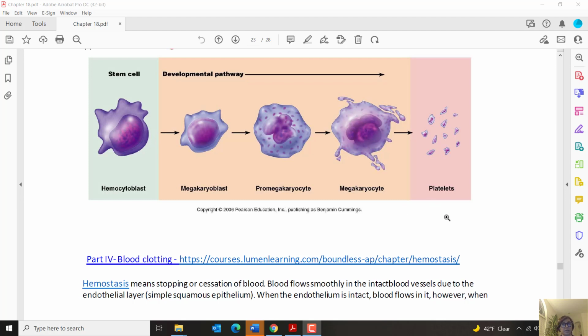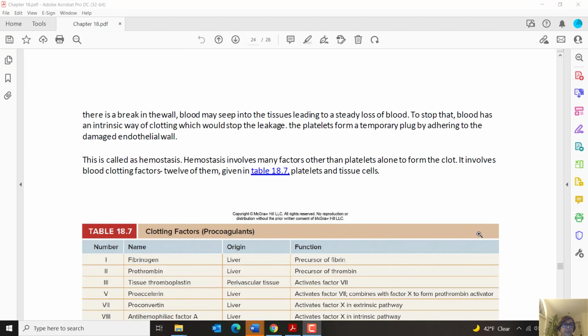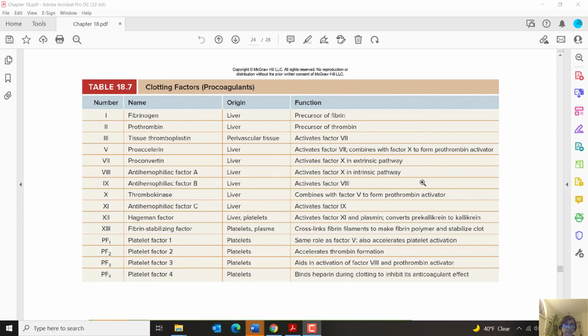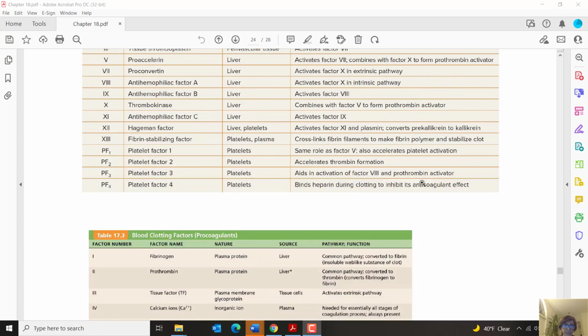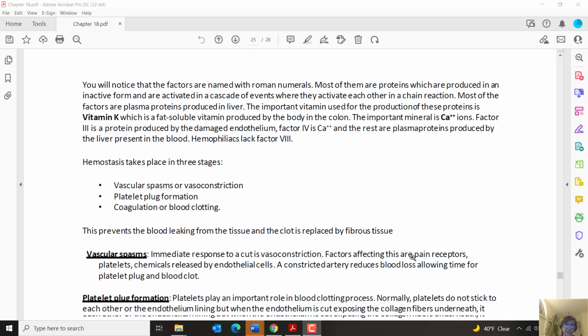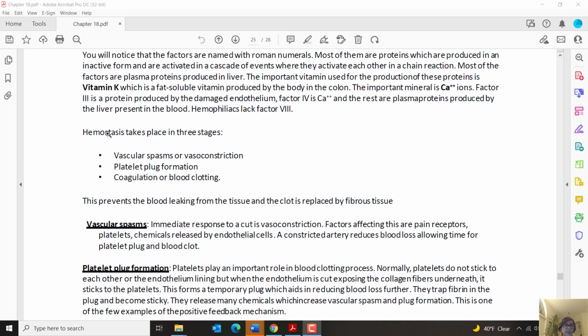Okay, so let's talk about blood stopping, or if there is a bleeding, how to stop the blood. If there is a break in the wall and the blood may start to seep into the tissue, it has to go through blood clotting. Before we even talk about the factors, I'll come back to this. There are three steps that take place. The first one is vascular spasm or vasoconstriction.